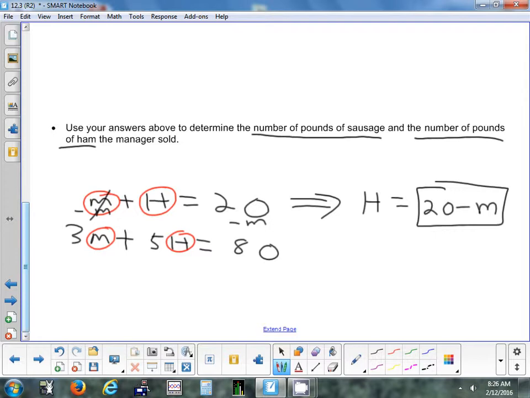Okay, now what do I do with what's in this box? Where is this 20 minus m going to go? It gets plugged in somewhere. We're going to plug it in for the h right there. So we're going to take what we have for h from the first equation, and we're going to fill it in for h in the second. This is exactly what we did yesterday and Wednesday.